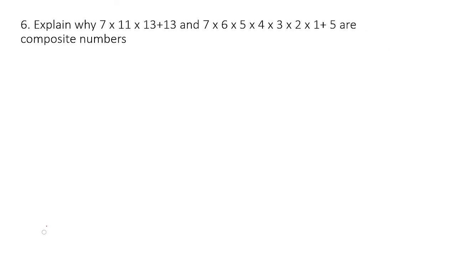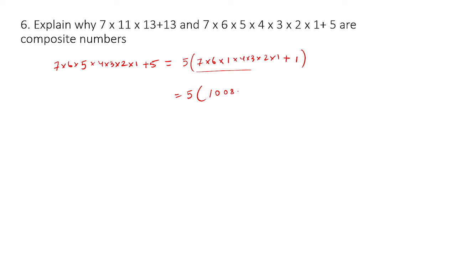The next we'll be working on is this number, 7 into 6 into 5 into 4 into 3 into 2 into 1 plus 5. You take 5 common because 5 appears in all the rest. So 7 into 6 into 4 into 3 into 2 into 1, and since we have taken out 5, this is going to be plus 1. So this will be 5 into 1008 plus 1, so 5 into 1009.